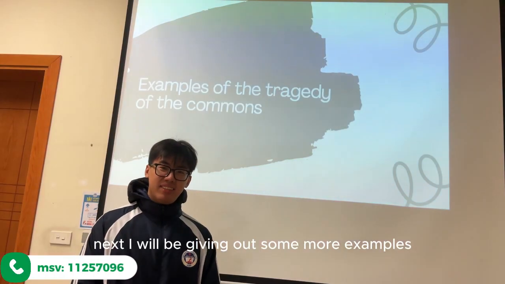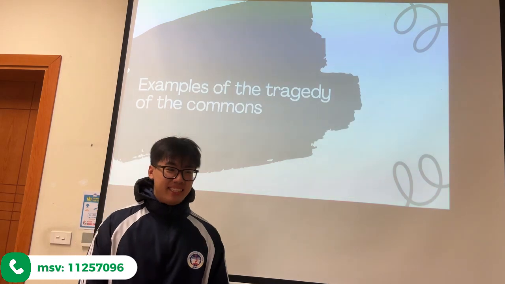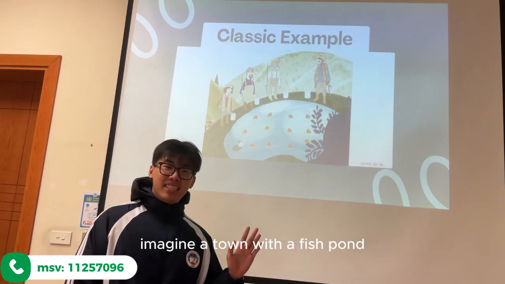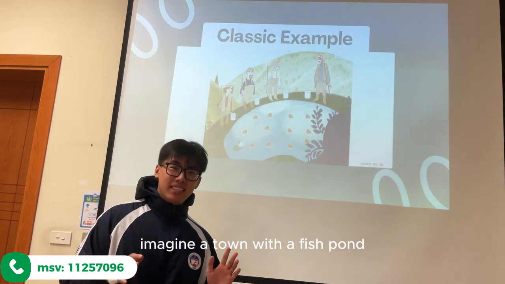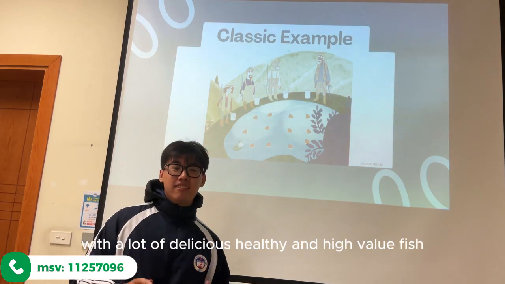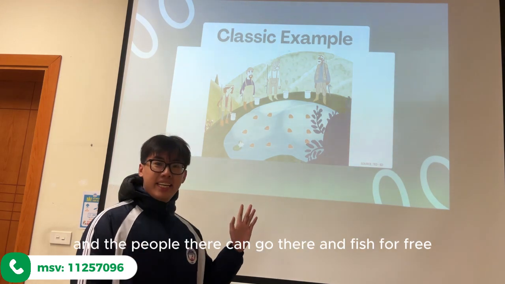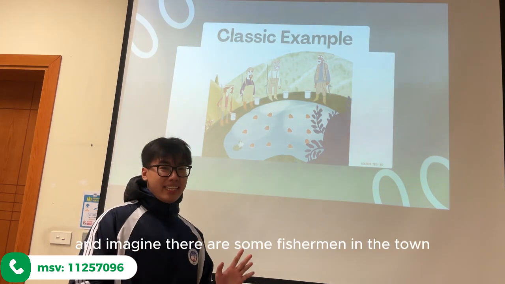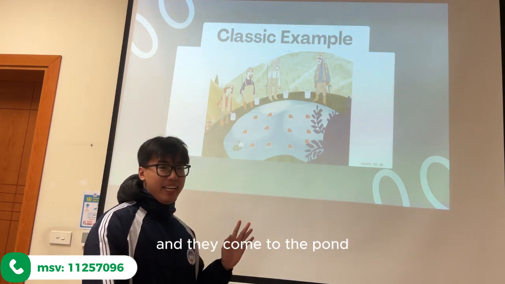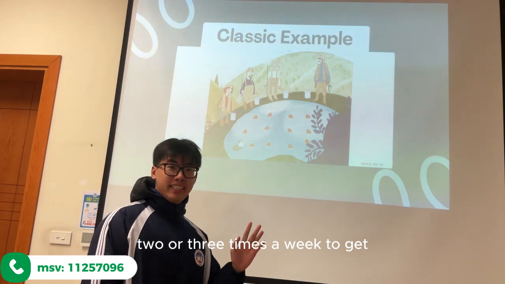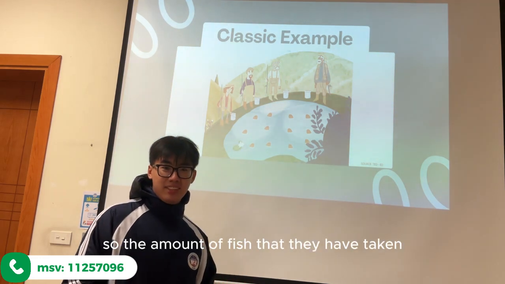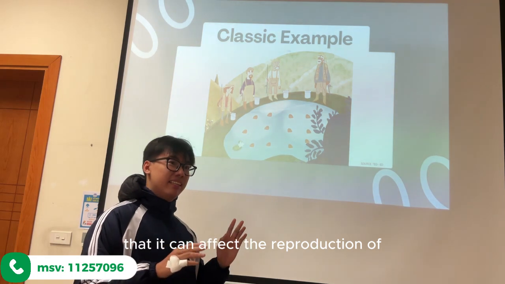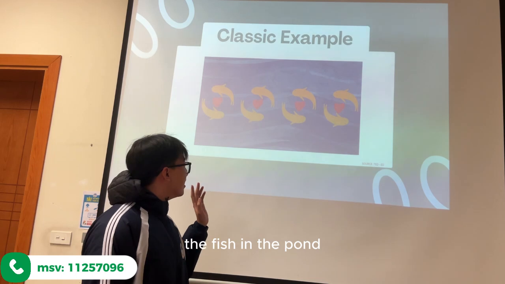Next, I will be giving some examples of the tragedy of the commons. First, let's talk about a classic example which I took from TED. Imagine a town with a fish pond with a lot of delicious, healthy and high-value fish, and the people there can go there and fish for free. And imagine there are some fishermen in the town and they come to the pond 2 or 3 times a week to get just enough fish to feed their family. So the amount of fish that they take is not so much that it can affect the reproduction of the fish in the pond.